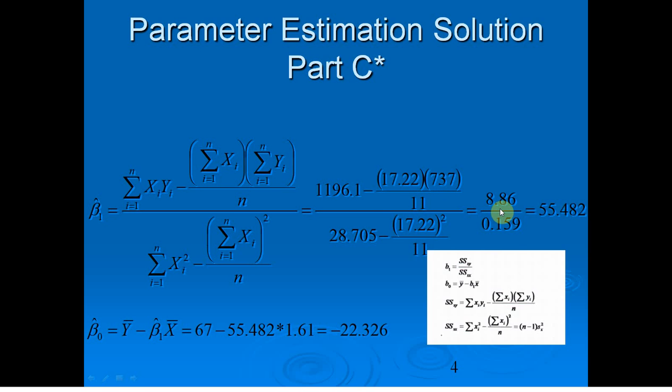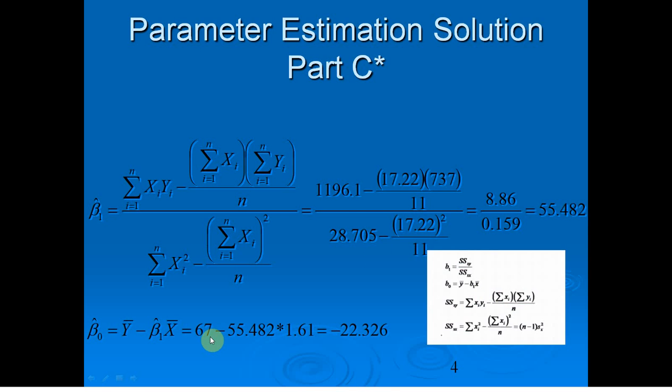That gives me 8.86. The bottom bit here, sigma x squared, that's square each x and add them up, is 28.705. Sigma x, all the x's added up, squared is 17.72 squared over 11. That gives me 0.1599. That gives me 54.482. So the slope of best fit is 54.482.